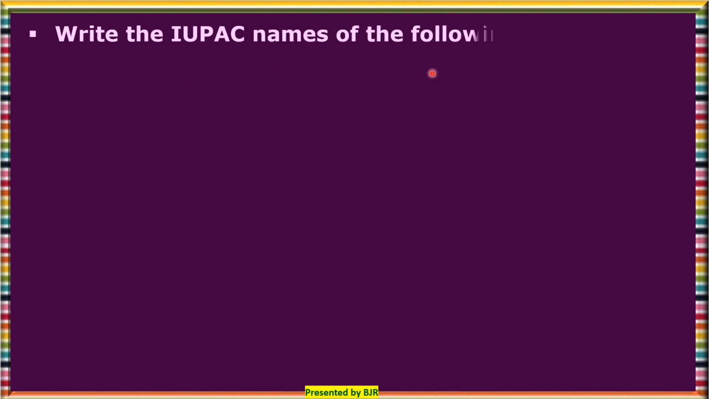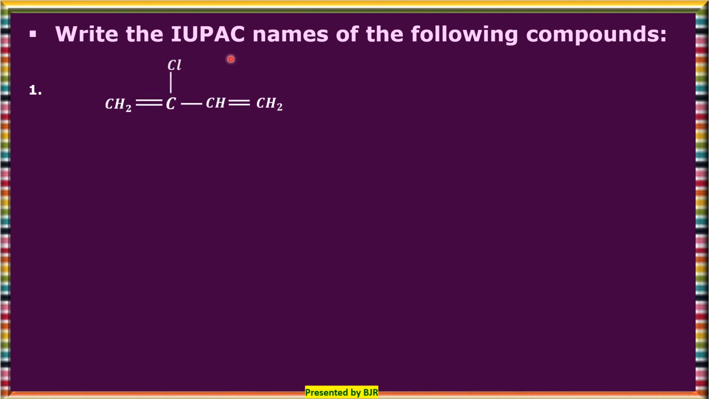Now let us go for some examples. Write the IUPAC names of the following compounds. Here is problem number 1. This is an organic compound containing two double bonds. And we have to provide the IUPAC name for it.